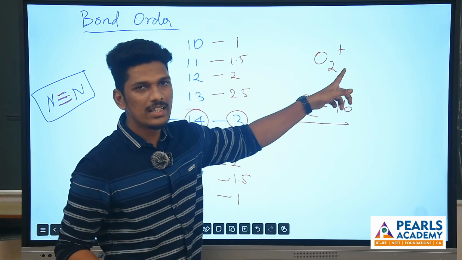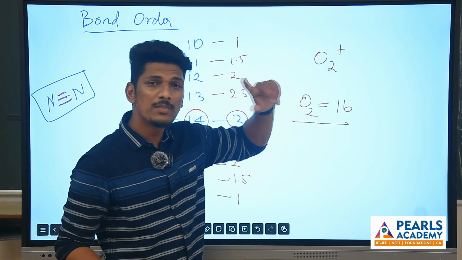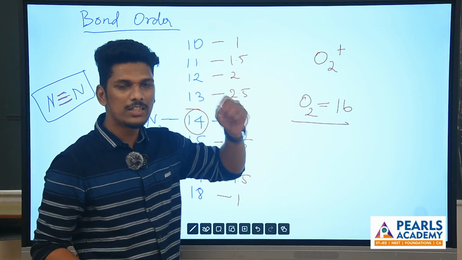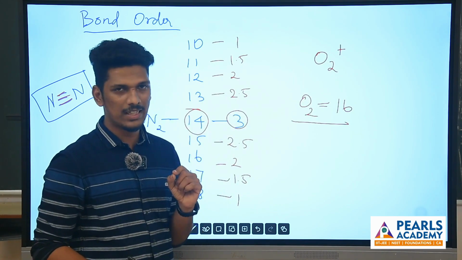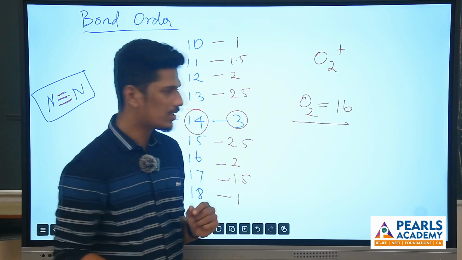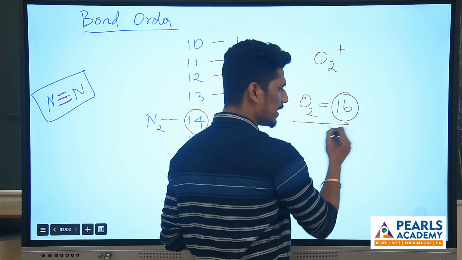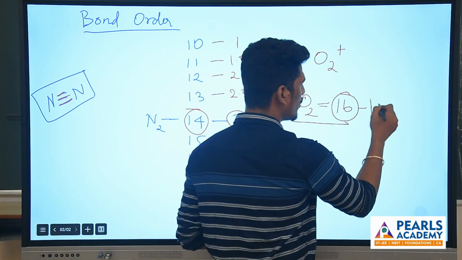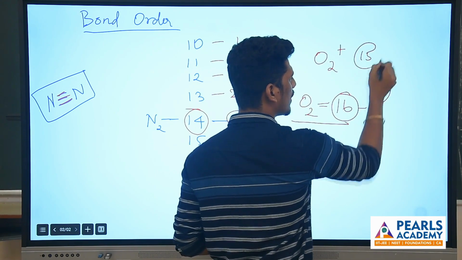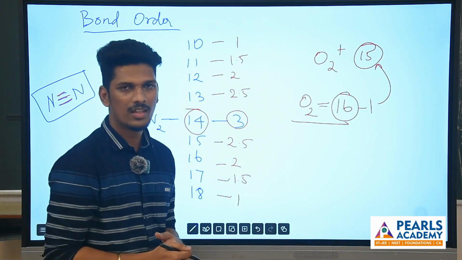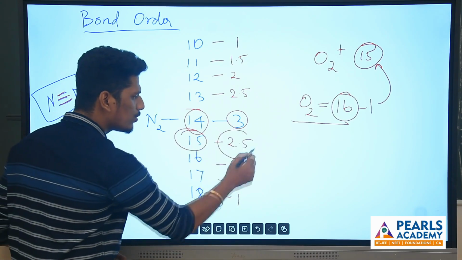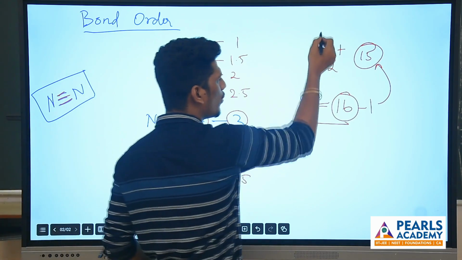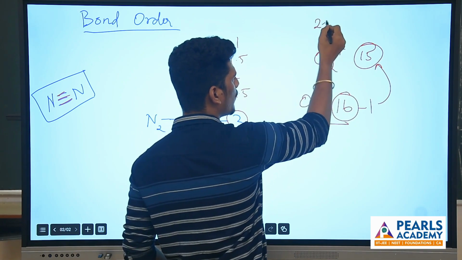Here what we are getting, O2 plus. O2 plus means what? As I said earlier, plus means a loss of electron. How many plus are there? Only one plus is there, which means one electron lost. So from 16 electrons, one electron lost, so we get 15 electrons in its shells. So for 15, what is the bond order? It is 2.5. You can write that O2 plus has 2.5 as a bond order.